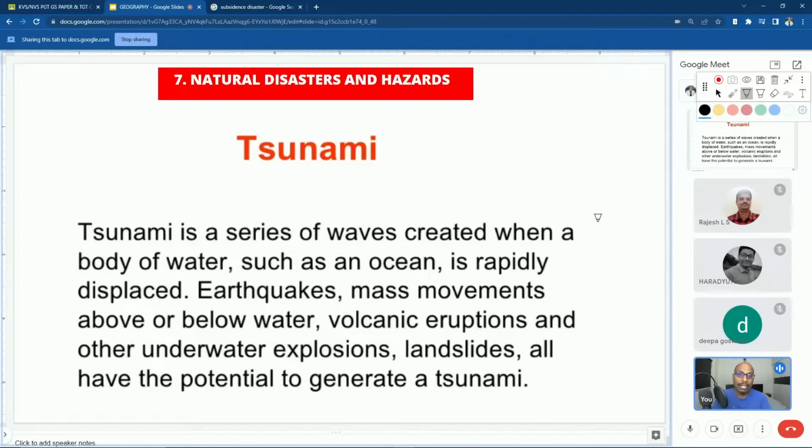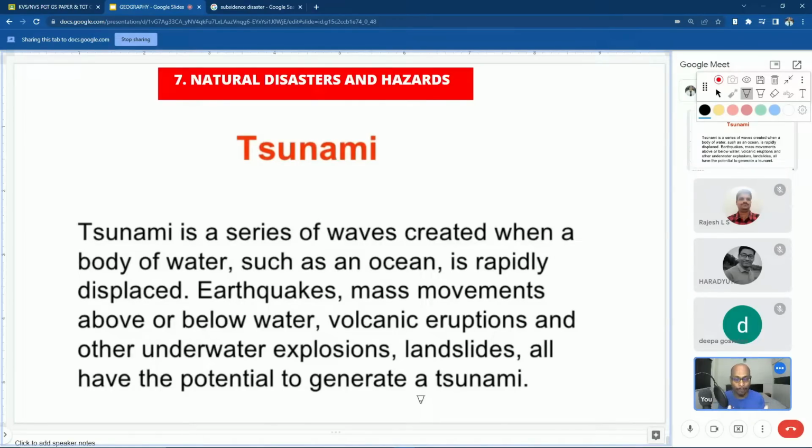Then the second natural disaster which is beyond human control is tsunami. What is a tsunami? Tsunami is a series of waves created when a body of water such as an ocean is rapidly displaced. What are the reasons? Causes for tsunamis: earthquakes, mass movements above or below water, volcanic eruptions, underwater explosions, and landslides all have the potential to generate a tsunami.